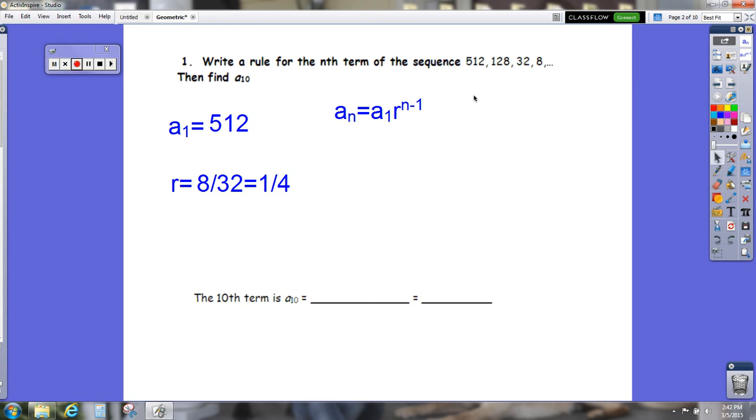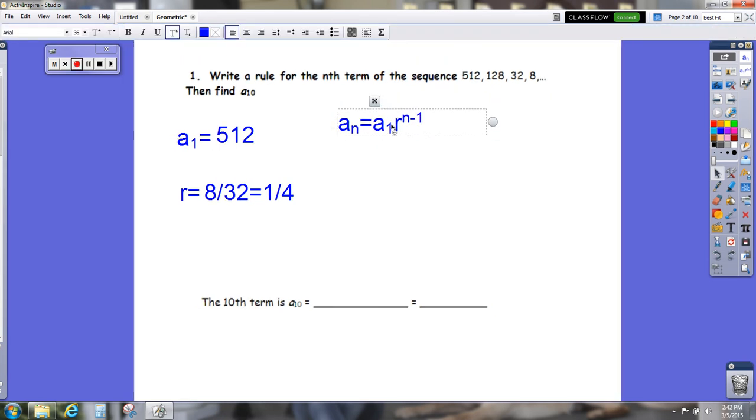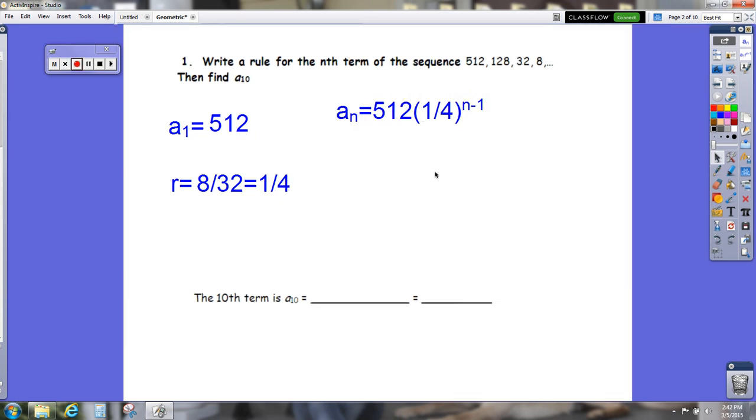So let's do that. Instead of a sub 1, we're going to put in 512. Instead of our ratio, we're going to put in 1/4. Notice I'm putting parentheses around that ratio, and it's going to be raised to the n minus 1 power. So there's our general formula. Now we cannot multiply 512 by 1/4, because you have to raise to the exponent first. So that's as simplified as we can get that equation.